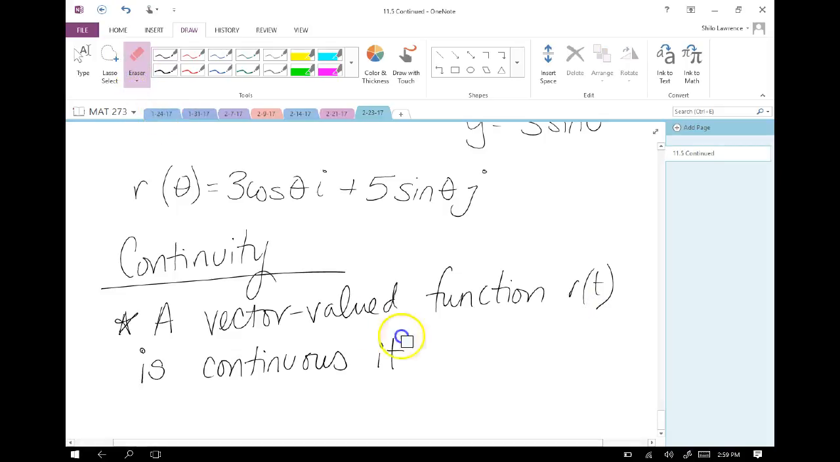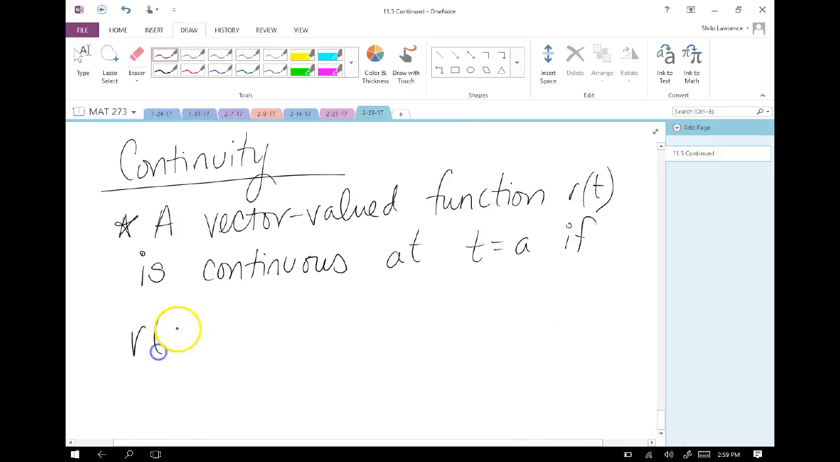Let me do limits really fast. Limits are super easy, if you remember them at all from Calculus 1. But these are not going to be crazy limits. They're going to be pretty basic. A vector valued function R of t is continuous at t equals a if R of a is equal to the limit as t approaches a of R of t.